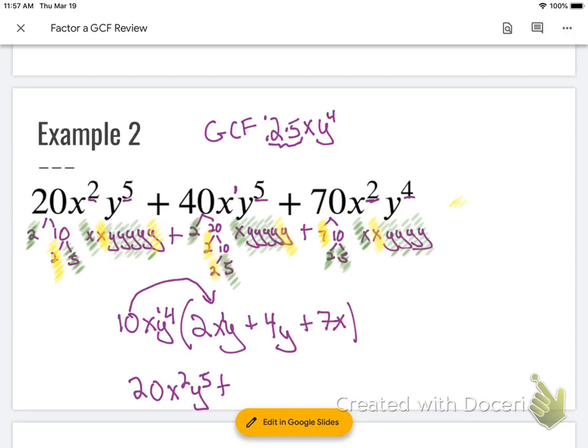We go on to our next one. 10 times 4 is 40. And then there is no x, so we just got to keep it as is. It's just going to be x. And then y to the 4th plus y will be y to the 5th. Plus, and then 10 times 7, that's going to give me 70. x to the 1st plus x is x squared. y to the, and then there's no y in the last one, so it stays y to the 4th.